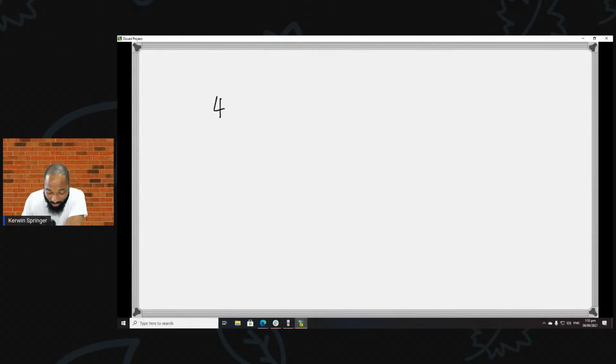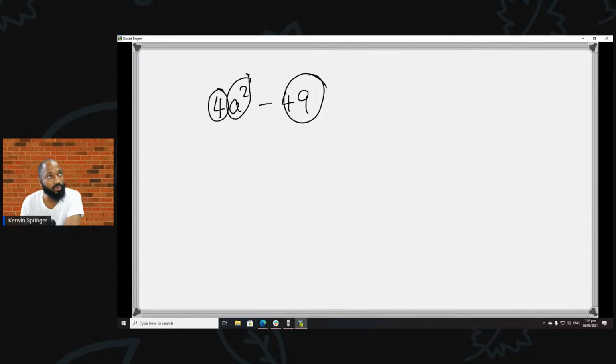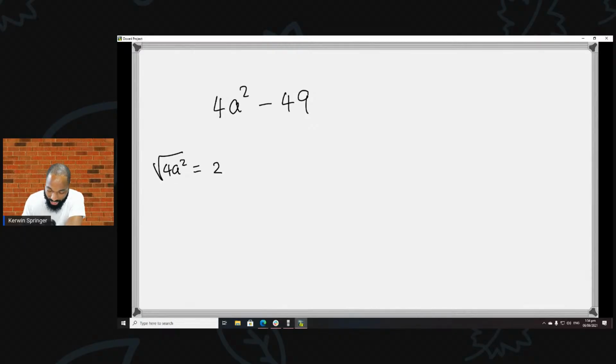So you can get something like 4a squared, let's put minus 16. Let's not do that one. Let's put minus 49. So once again, we see two squares. There's a square here, and there's a square there too. So this whole thing is just one square. What is the square root of 4a squared? How this works is you find the square root of this part and that part and write them down. The square root of 4 is 2, and the square root of a squared is a. The square root of 49 is 7.